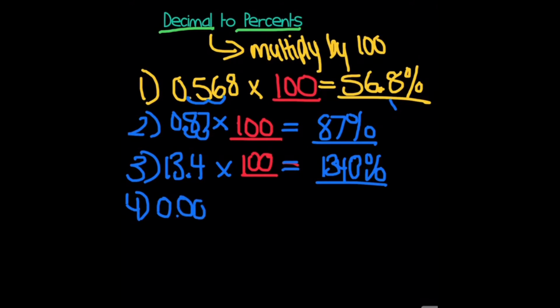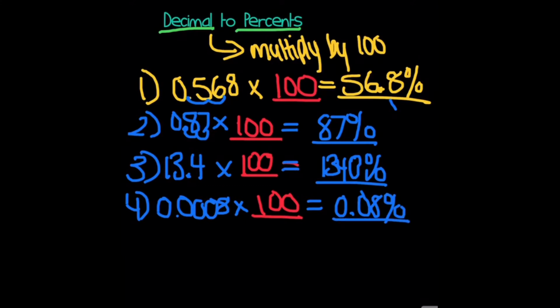So this one's a very weird looking one, but we're going to times by 100 like we've been doing. And we're going to get 0.08%. So it's also fine to have not even a whole number, this one.